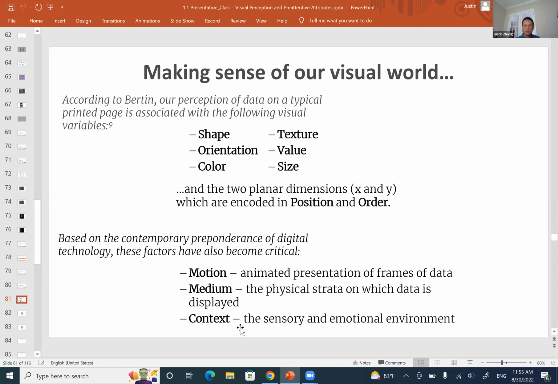So the third one is context. Context indicates the sensory and emotional environment, which is also very important in the contemporary environment of data visualization.